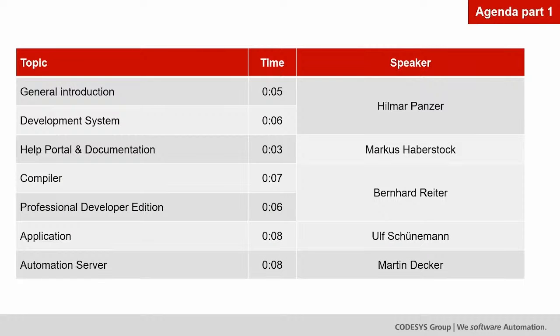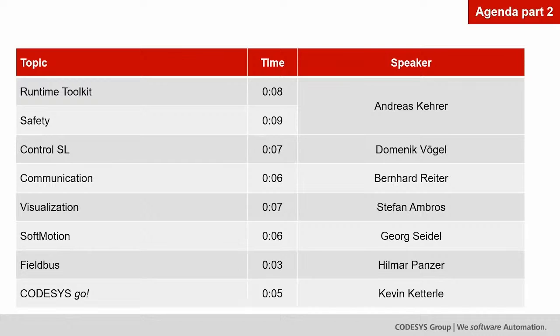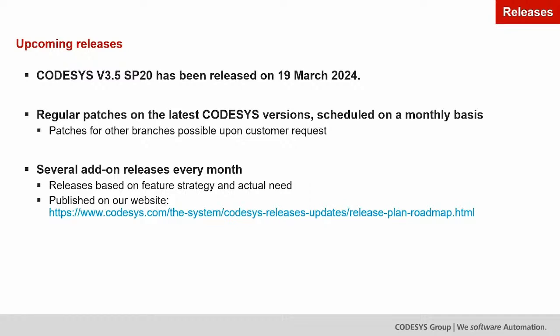Now here's the agenda. I won't read it out in detail. The first half is primarily about our development environment and tools, and the second part will be about runtime and features. The exception is that the last presentation is on CODESYS Go, our new engineering platform, which is still under development. A note on upcoming releases: Service Pack 20 was technically released yesterday and uploaded to the various platforms. There will also be patches on CODESYS Essentials throughout the year, normally on a monthly basis, and these will typically be on Service Pack 19 and especially 20. However, we can create patches for older versions on customer request.